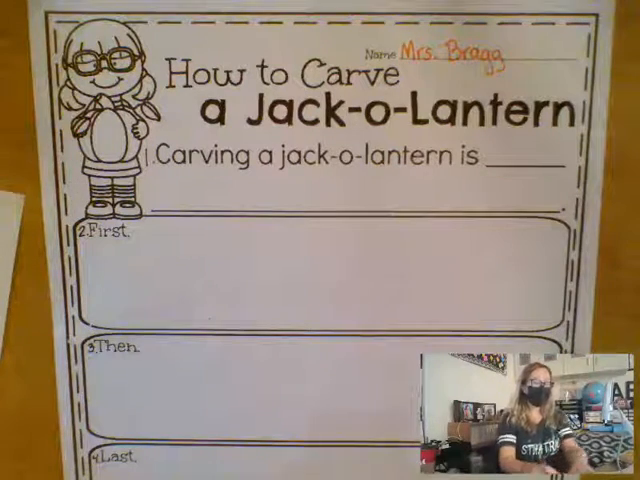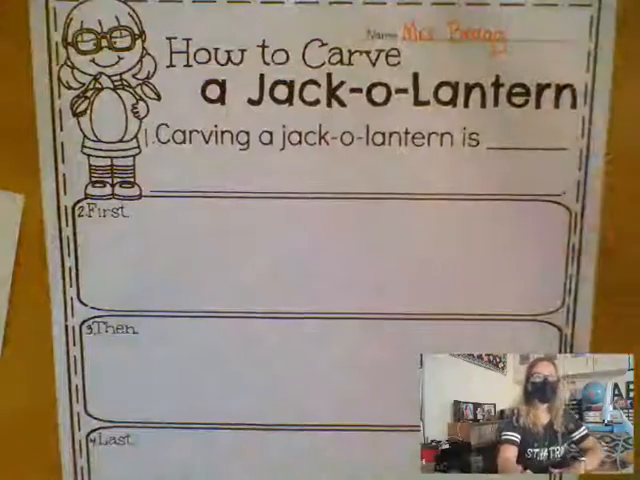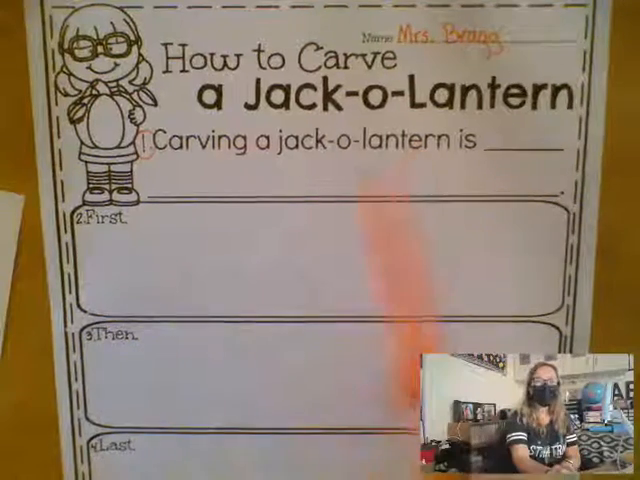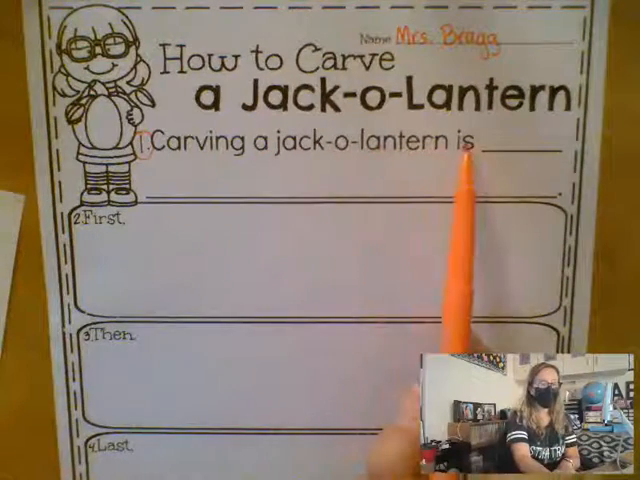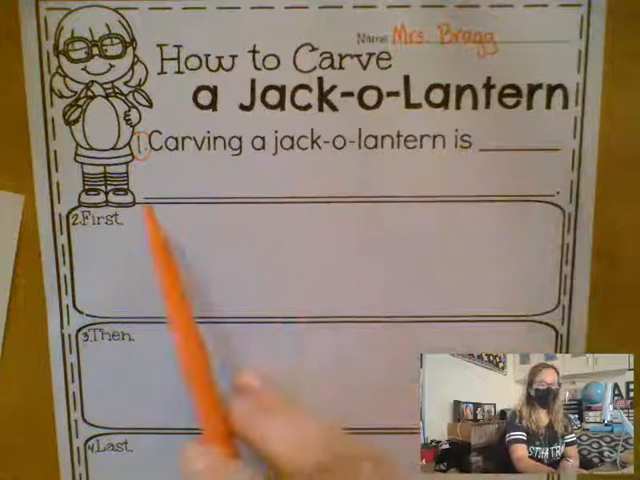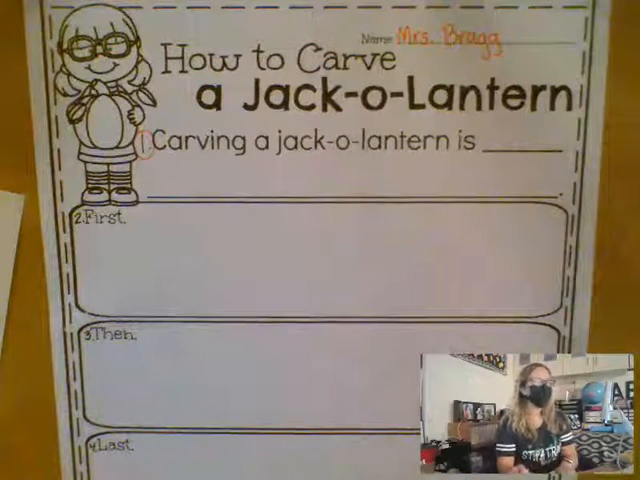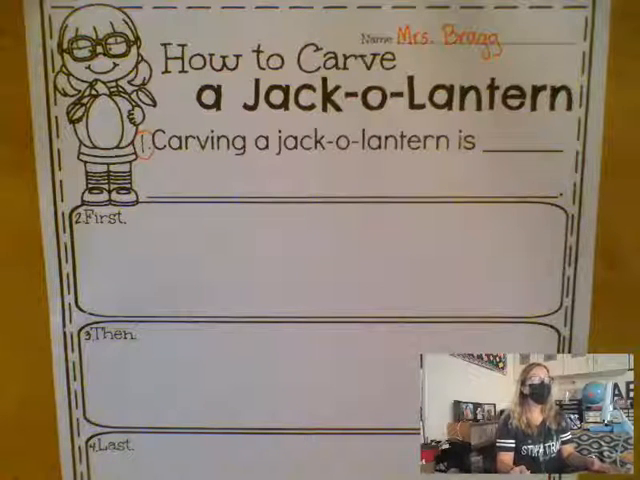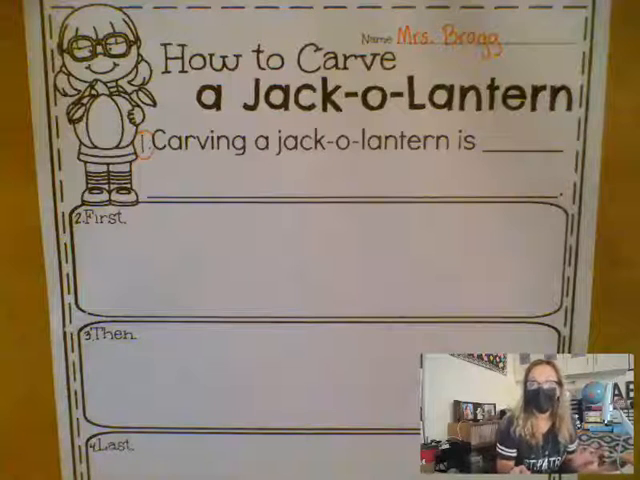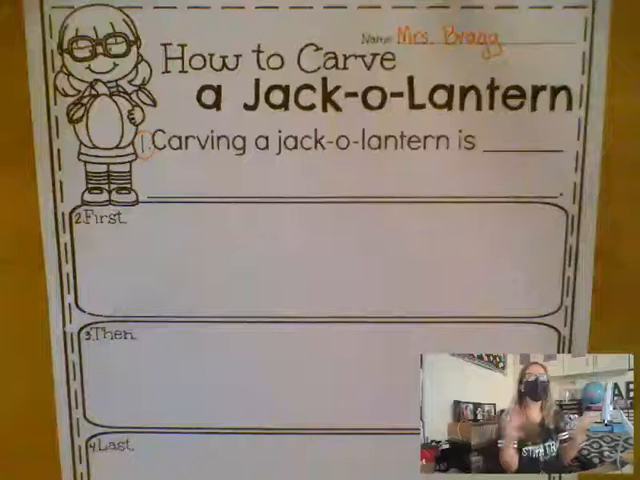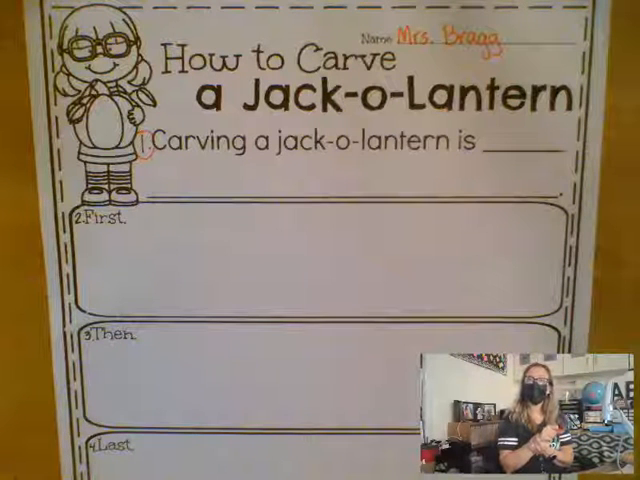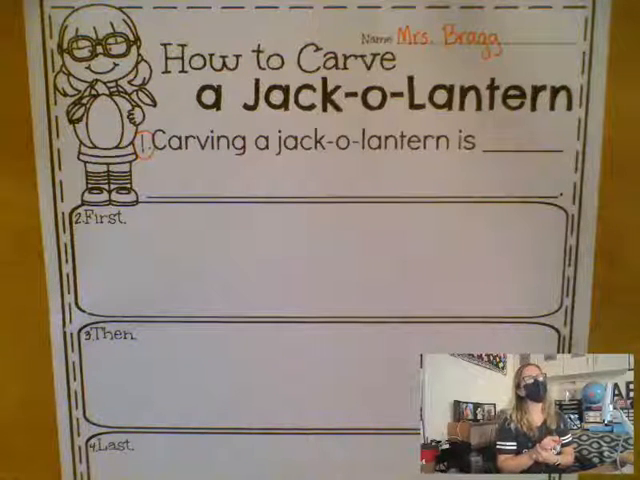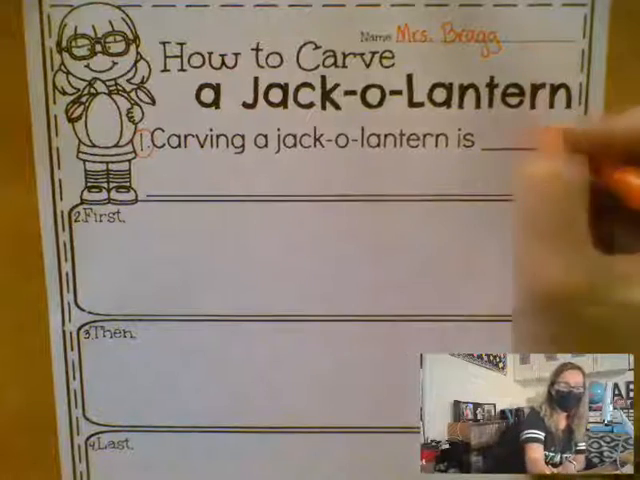So now we are going to do our planning page. So do you see right here on the planning page it says number 1? And then on this page it says carving a jack-o'-lantern is. Now on this line I need to use some adjectives to describe what is carving a jack-o'-lantern. Is it gross? Is it weird? Is it fun? Is it exciting? What is carving a jack-o'-lantern? Isaac? He forgot. What is it? Noah? Fun. Okay, Noah thinks it's fun.